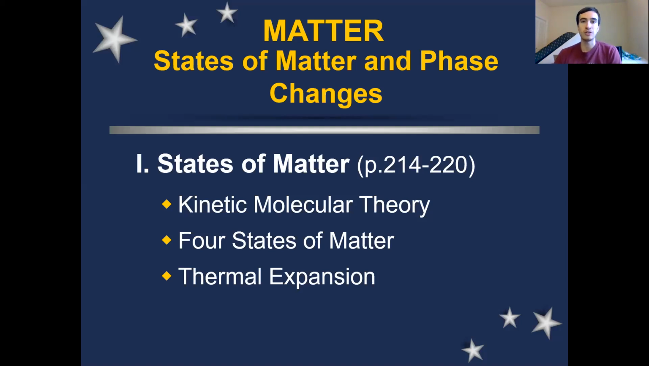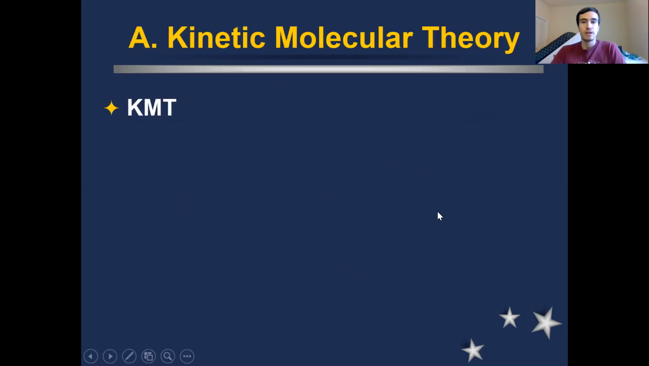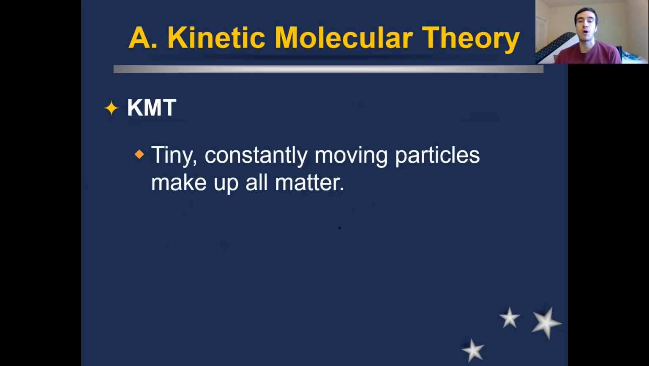matter is a little bit more kind of scientific theory. It's this idea known as the kinetic molecular theory. So the kinetic molecular theory is this idea that all of matter, so matter is just a fancy scientific word meaning stuff, essentially. And so the kinetic molecular theory says that all matter is made up of these tiny particles that are in constant motion. They're constantly moving around, jostling around one another.